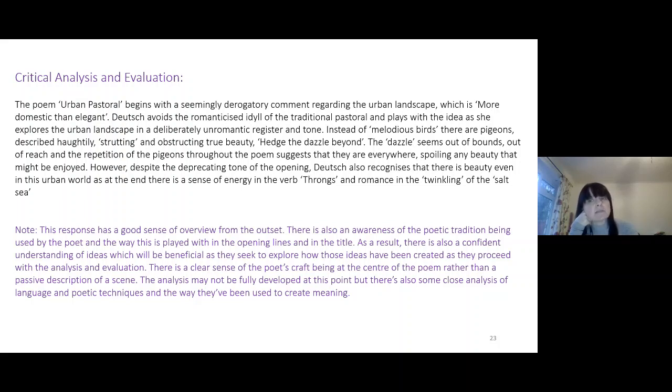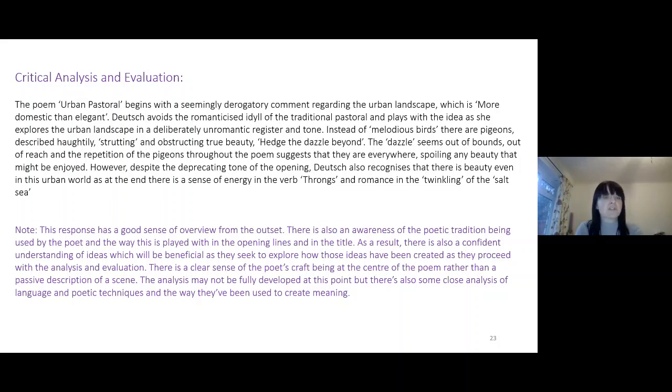The dazzle seems out of bounds, out of reach, and the repetition of the pigeons throughout the poem suggests that they are everywhere, spoiling any beauty that might be enjoyed. However, despite the deprecating tone of the opening, Deutsch also recognises there is beauty even in this urban world, and at the end there is a sense of energy in the verb throngs and romance in the twinkling of the salt sea. Okay, so there's a real sense that this candidate is tracking here.